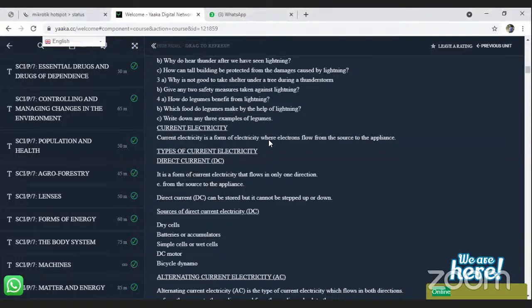Remember, current electricity is a type of electricity where electrons flow, from the source to the appliance. Likewise, direct current electricity is a form of current electricity that flows in only one direction. So the sources of this direct current electricity include this. If you can read these sources of current electricity, what are they?